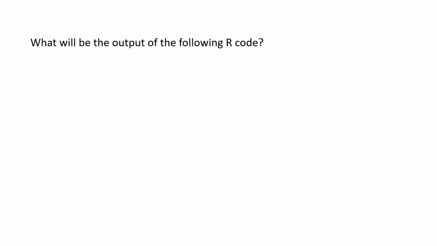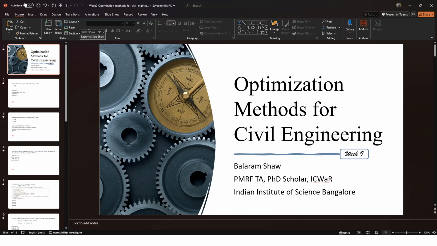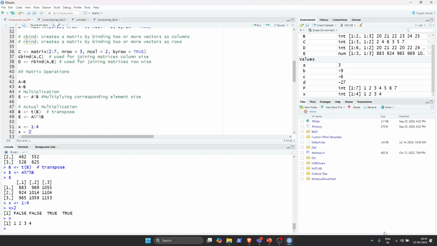Again, the output of the following R code. x is this, and y, a new variable, a new vector, has a sequence of 6 to 9, that is, the elements will be 6, 7, 8 and 9. Okay, x is greater than 2 and that's it. So let's see. x is 1 to 4, which we have already defined. We just need to define y as 6 to 9, right?